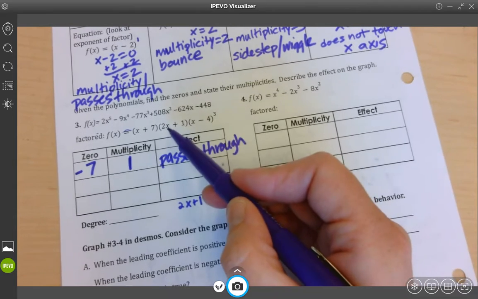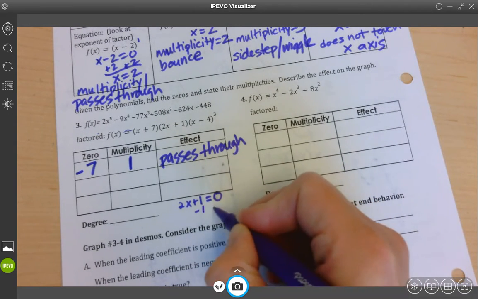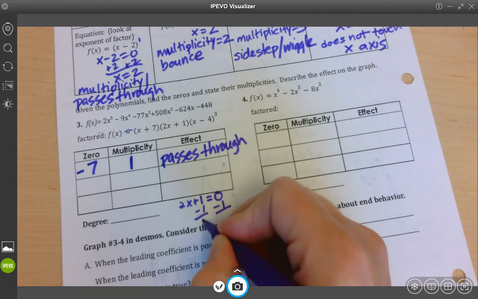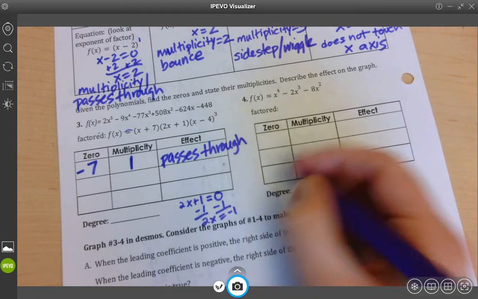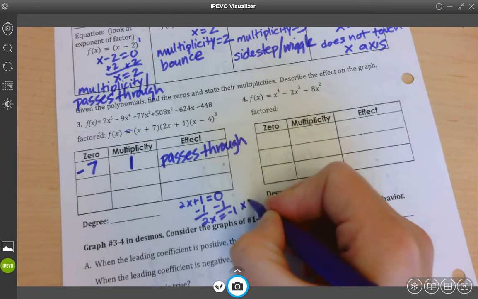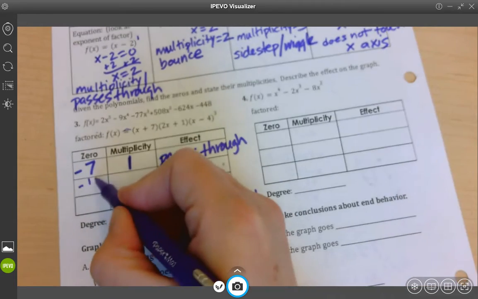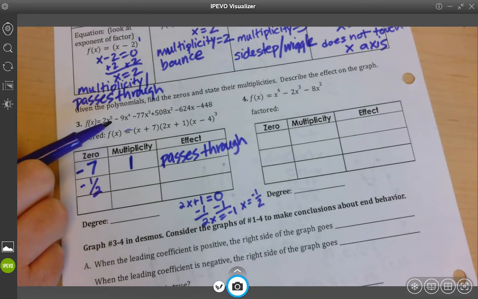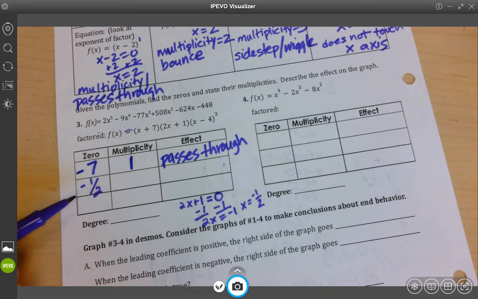So each factor gets set equal to 0. And in this case, I'm going to subtract 1. So I'll get 2x equals negative 1. And then I'll divide by 2. And I'll get x equals negative 1/2. Does that make sense then for the other one? If I set x plus 7 equal to 0, I'll subtract the 7. Can you put a decimal or is it actually a fraction? If you have an exact decimal, that's fine too.